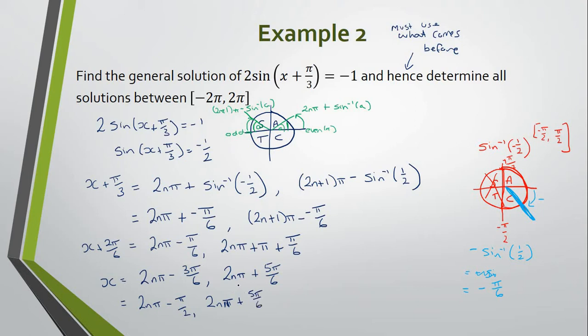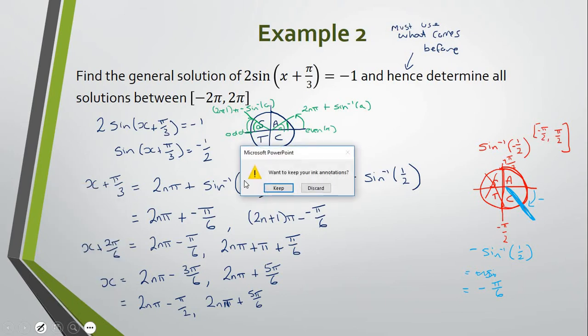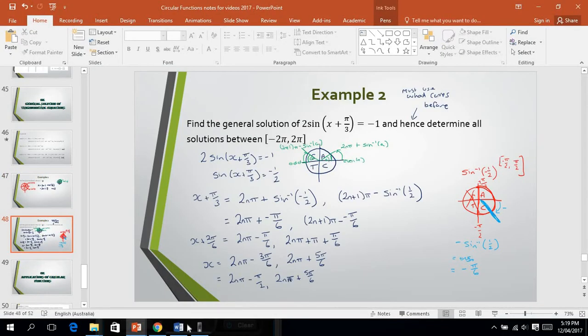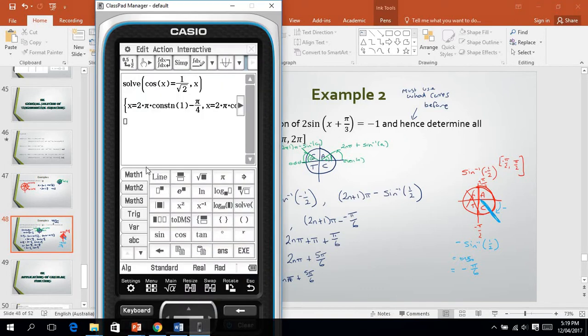So let's stop for a minute and have a look at what this would look like on our calculator. Let's check. I'm just going to end this slideshow for a minute, but I do want to keep all of my annotations. Okay, so here's our value here. If we type in our equation, 2 sine of x plus pi over 3, we want to know where it is equal to negative 1.